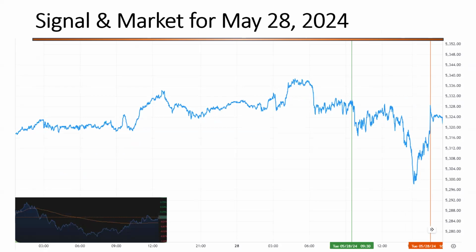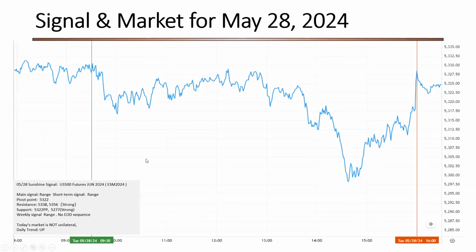For Tuesday, May 28th, Monday was a holiday, so trading week began on Tuesday. The reference chart is suggesting a possible dip, and then if there is a dip, it will be bought back up. Pre-market signal is range, which is a downgrade from last Friday's closing signal. There's no EOD sequence, and it's not showing to be a trending day.